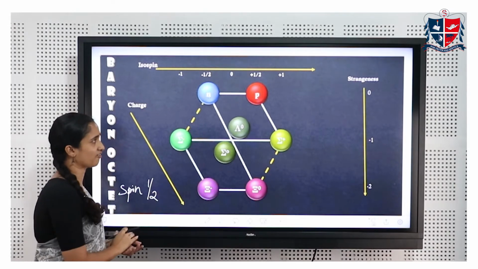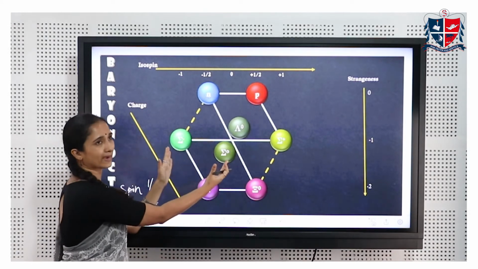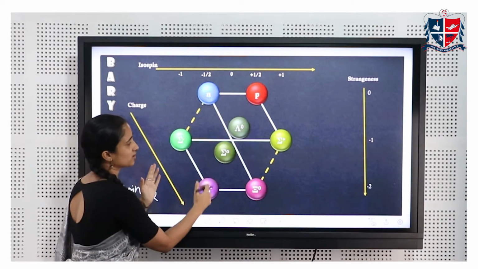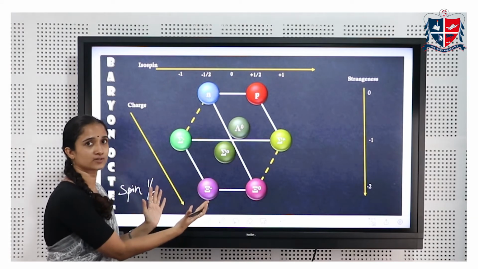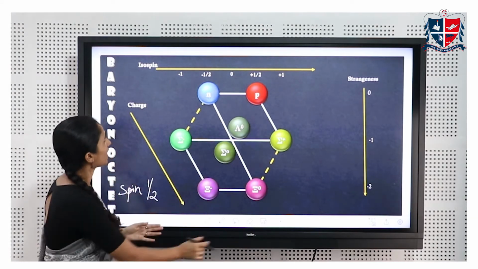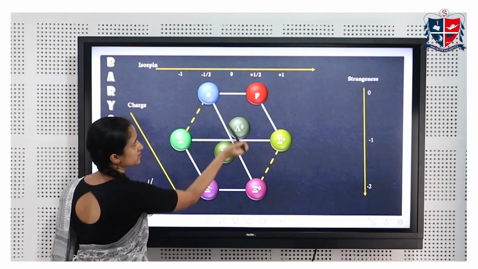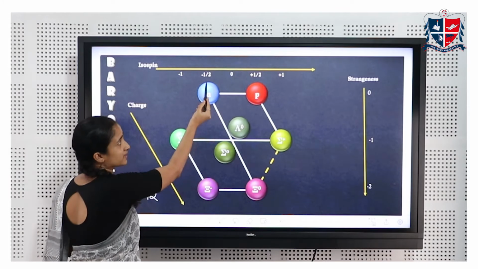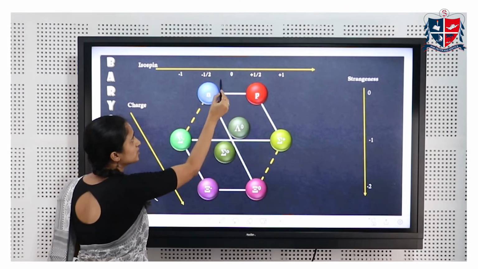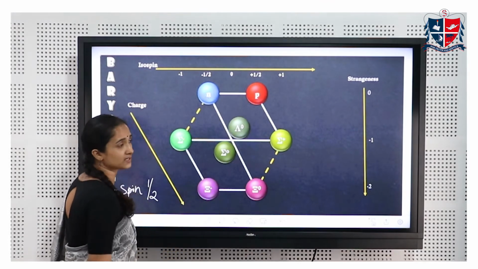So, all the spin half baryons are arranged in a geometrical pattern, and when we look, we can see that there are 8 baryons arranged here. That's why it is called an octet. So, this is a baryon octet, and here we have isospin. Lambda 0 and sigma 0 have an isospin number 0. Neutron, we have already found, is minus half. Proton is plus half. So, according to the isospin quantum number, we have arranged all these particles.